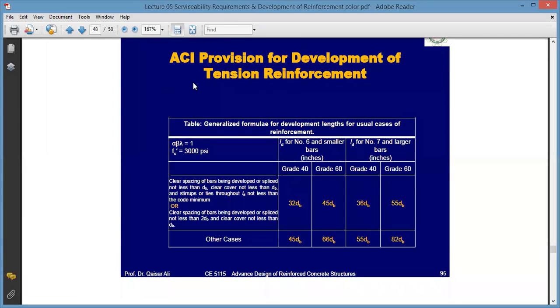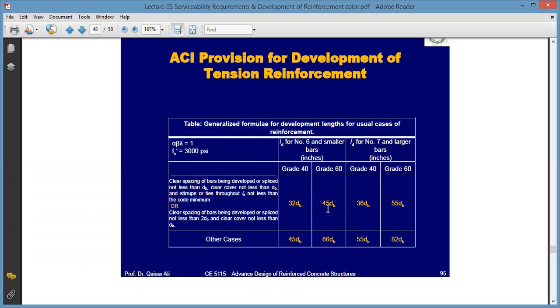This is the ACI table provisions for development of tension reinforcement. So for 3000 psi, Ld, the formula for development length can be further simplified into this form. For grade 40 steel, under bar number 6 and below, development length should be equal to 32 times the bar diameter, and for grade 60 it should be 45 times the bar diameter.